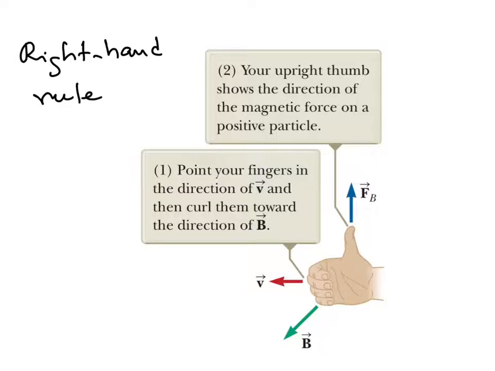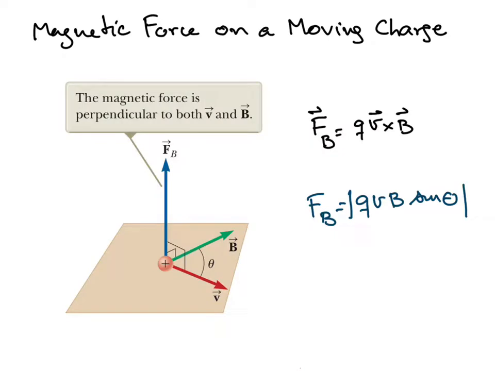Let's say like this. This is the magnetic force for the positive charge moving in this direction. Why do I have to say that it is a positive charge? Because you can see that the magnetic force is F_B, which is equal to q v cross B.